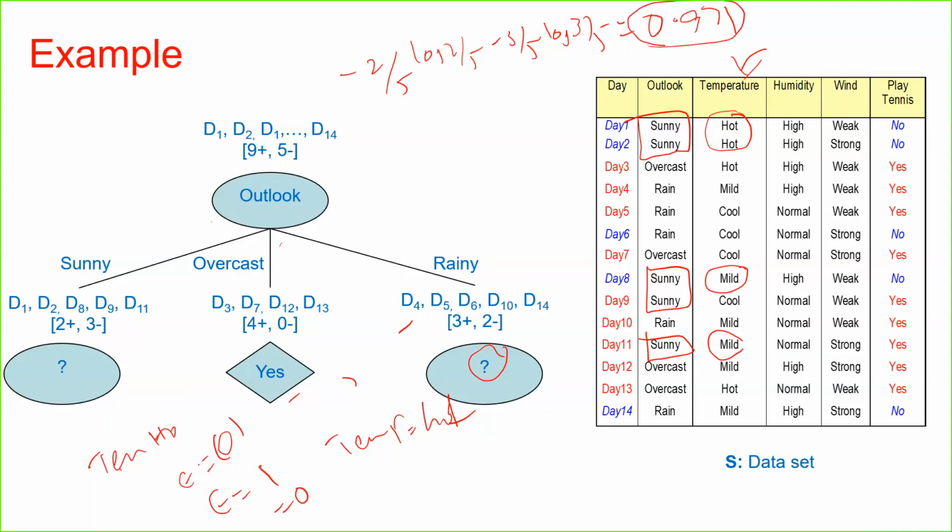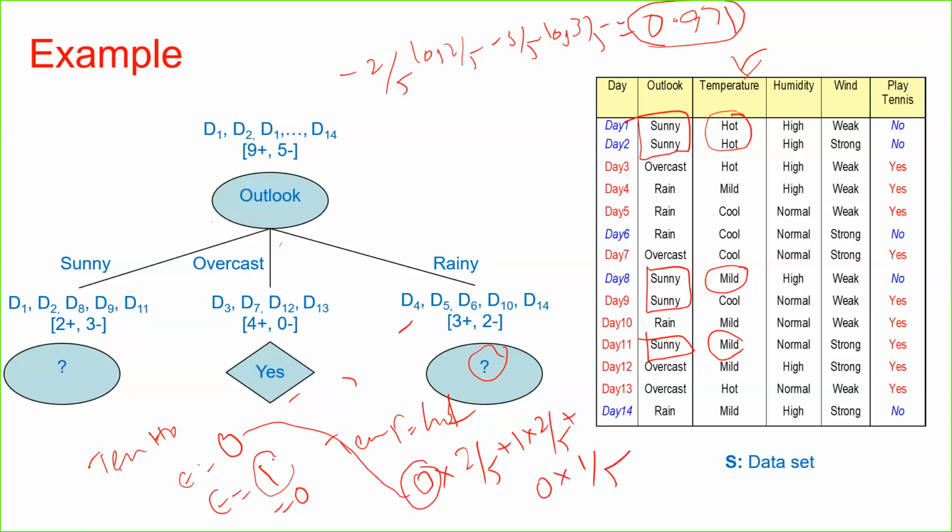What is the entropy after splitting? 0 into 2 by 5 plus 1 into 2 by 5 plus 0 into 1 by 5. Am I right? So 0 entropy here, 2 instances are there, 2 by 5. 1 entropy here, 2 instances are there, that is why 2 by 5. 0 entropy here, only 1 instance is there, right? So this is total 2 by 5, which is 0.4.